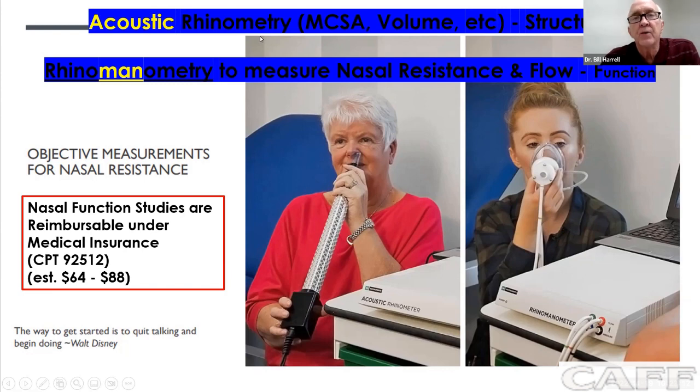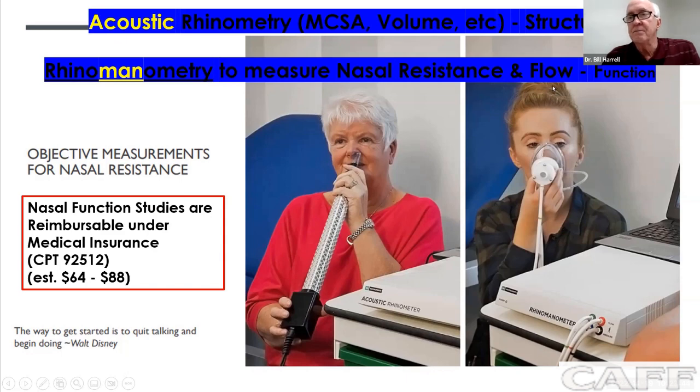So acoustic rhinometry measures minimum cross-sectional area and volume. It's a structural thing, kind of like CBCT. Of course, CBCT is more of a static image. This is really static too. But rhinomanometry, which people get mixed up, they say rhinometry, and rhinometry is really acoustic. Rhinomanometry, it's a manometer. It measures flow.